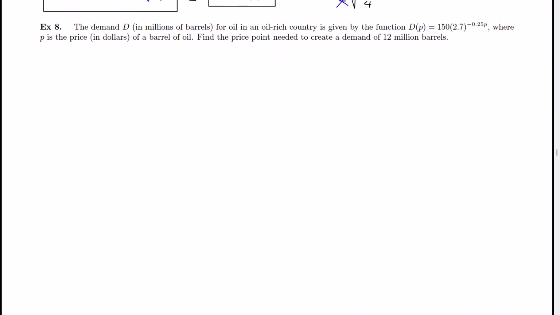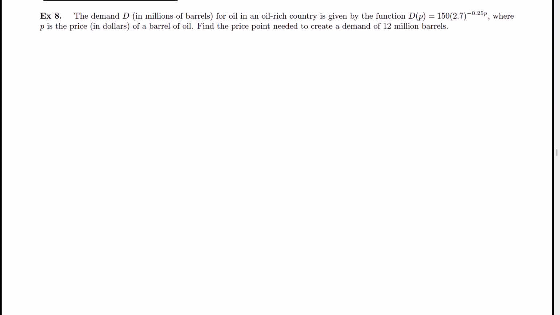Okay, so the last thing we're going to deal with here is the same kind of oil-rich country problem that we dealt with in an earlier part of this video. We're told that there's a function that estimates the demand for oil based on P, the price in dollars of a barrel of oil. And the question is to find the price point needed to create a demand of 12 million barrels. So we want to know the P if the answer here is 12.